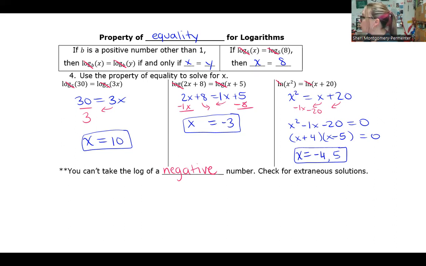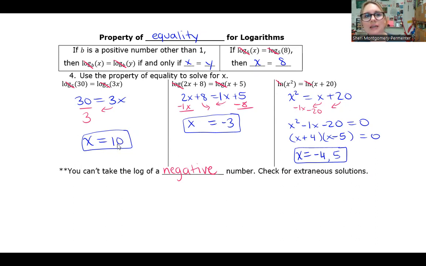Most of the time when you're solving these, you're going to get numbers and they're going to work out and be just fine. But every once in a while, when you plug your value back into the log, it would create a negative inside those parentheses, and you can't have that. So I'm going to show you what you've got to double check for. When you get x equal to a positive number, usually that's not an issue.